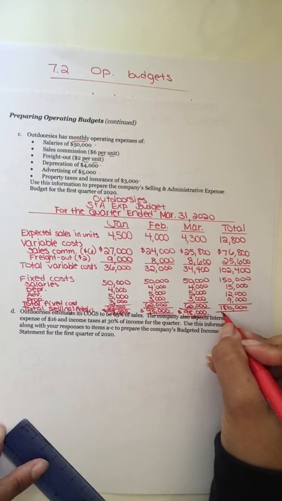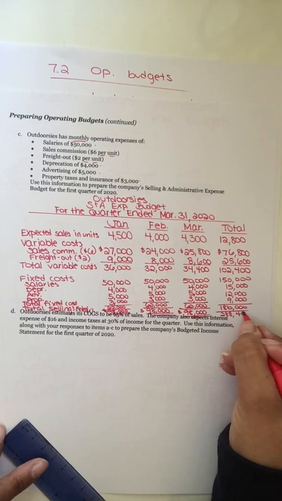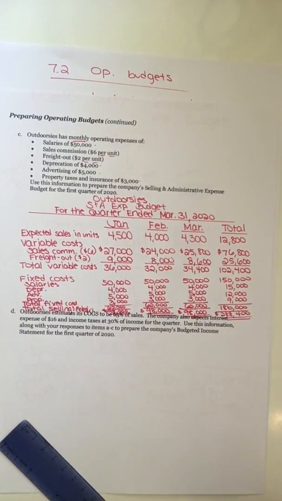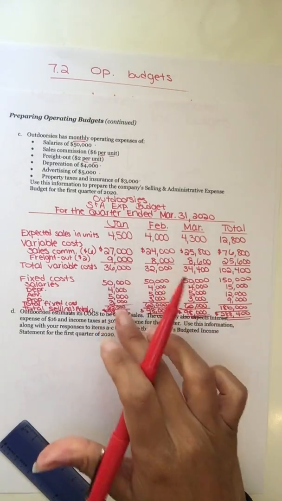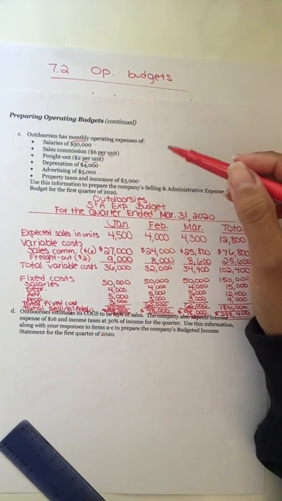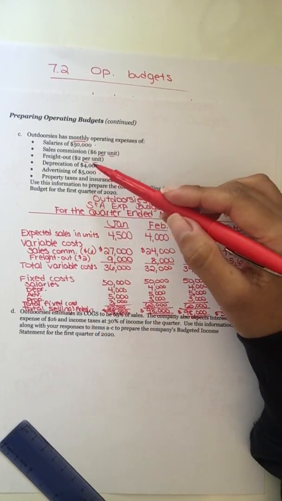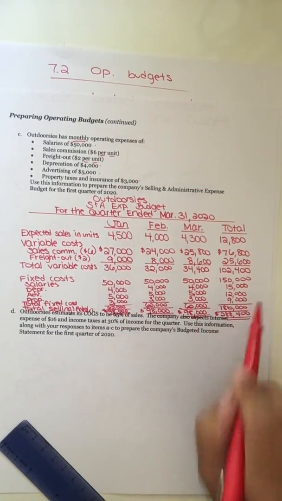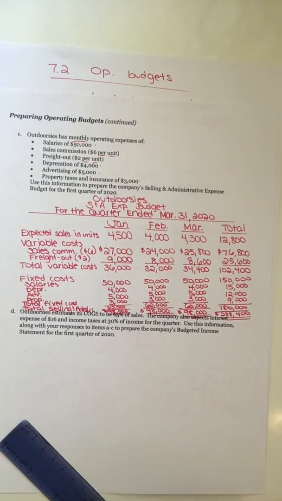Add across, and we get 288,400. Yay! Okay, so again, fixed cost, it's fine. It's the same, right? Unless it tells you like in the month of February, rent increases to a new amount. Otherwise, you just assume it's the same because that's the definition of fixed cost.